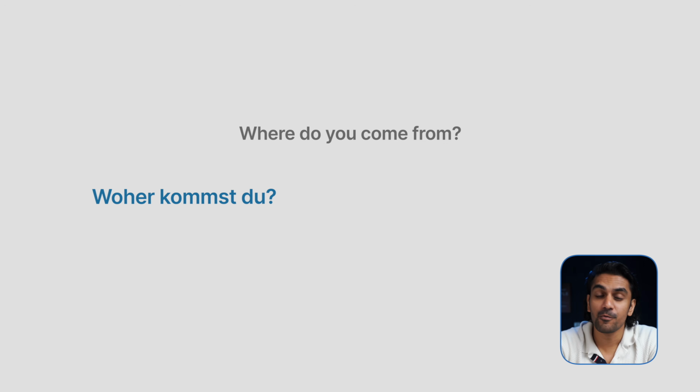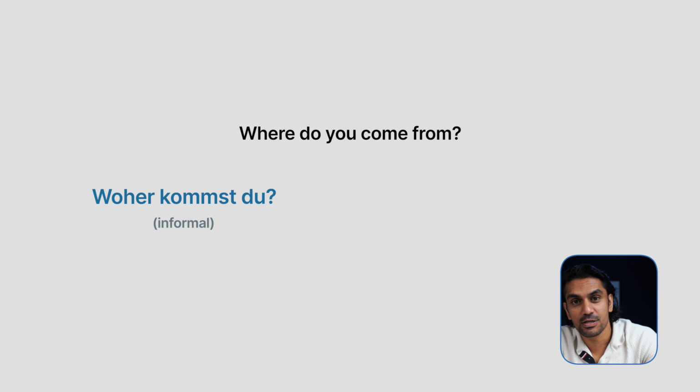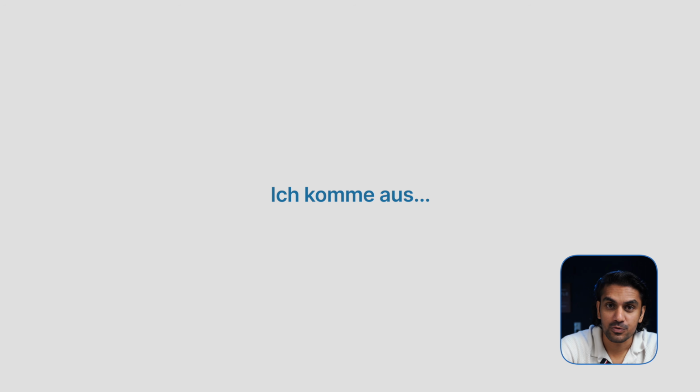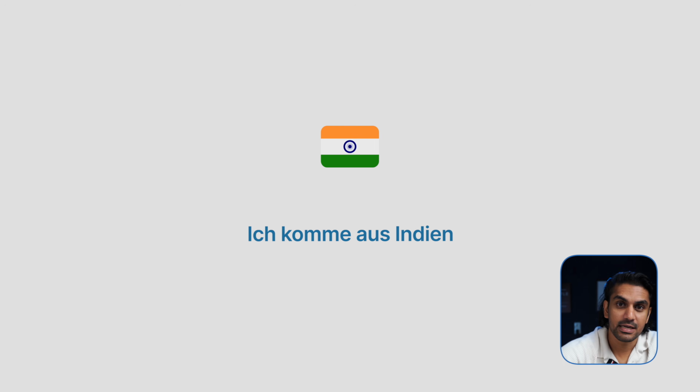"Woher kommst du?" Where do you come from? The informal version. Or "Woher kommen Sie?" Which is the formal version. And you can answer with "Ich komme aus" or I come from. For example, "Ich komme aus Indien." I come from India.